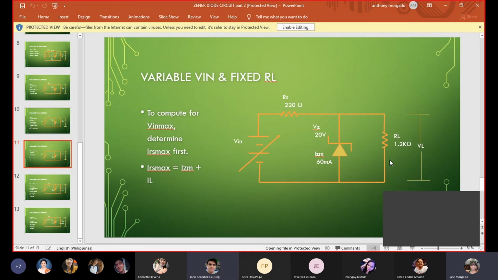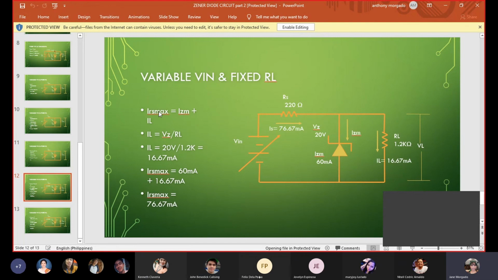RL over VL, okay, so we will use V over IR. Ma'am, RL po over VL po ba? Baliktad. Yan. I equals V over R, okay, V over R, kasi V is equal to IR. So current is equal to V over R. Okay, Ohm's law.